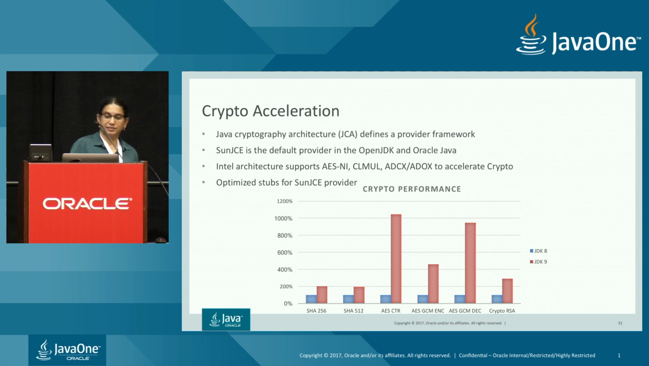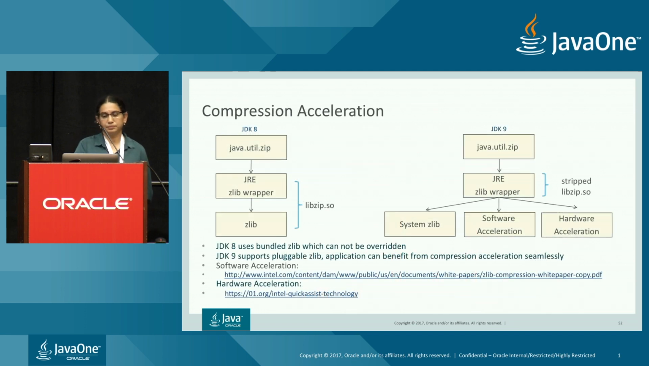The AES accelerations are through AES-NI. GCM also has a GHASH component that benefits from the carry-less multiply. And the crypto RSA is through the 64-bit multiply, giving a 128-bit result, and the ADCX and ADOX instructions.